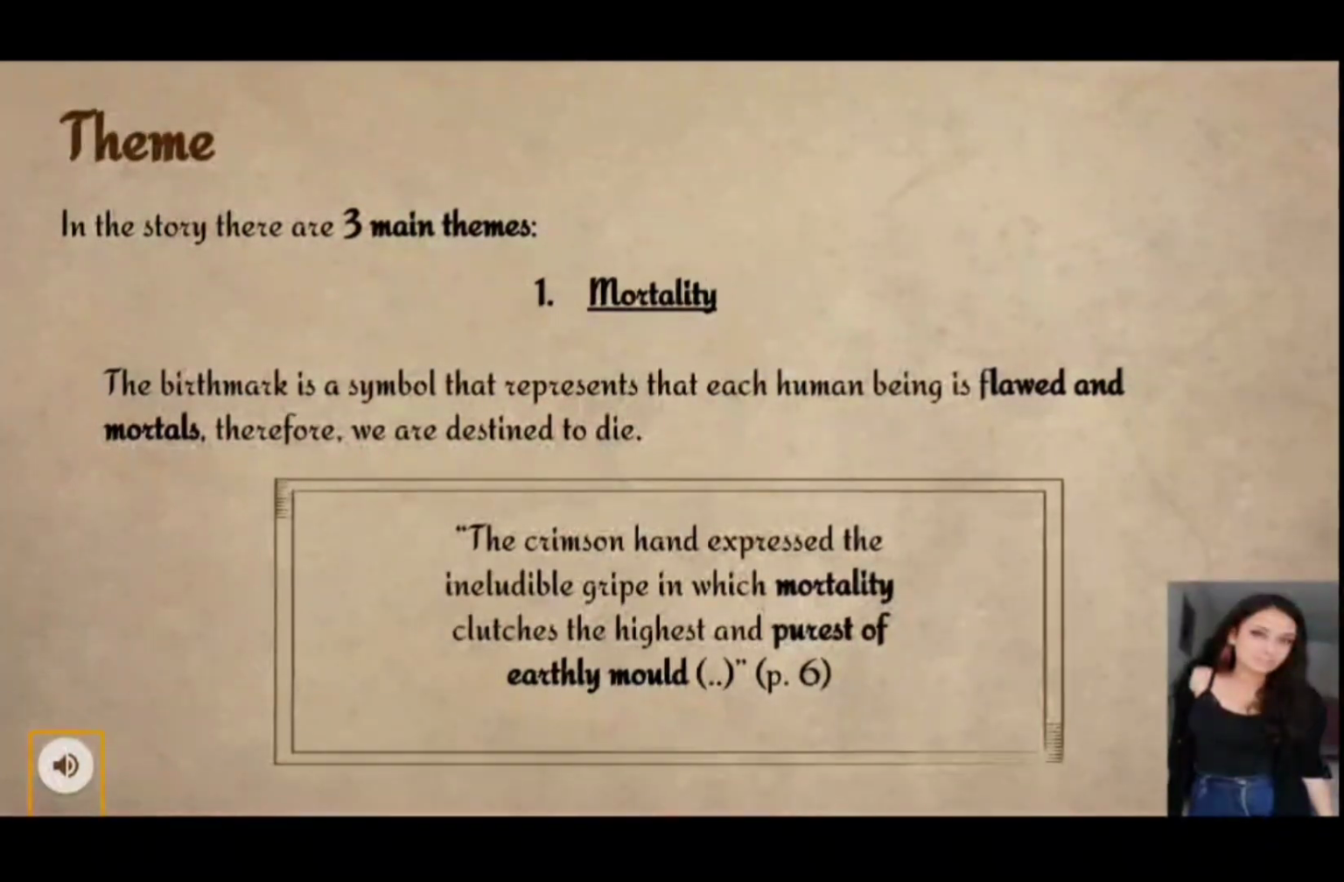Theme. In the story, there are three main themes. The first one is mortality. The birthmark is a symbol that represents that each human being is flawed and mortal, therefore we are destined to die, as we can notice in the following quote. The crimson hand expresses the inalienable grip on which mortality clutches the highest and purest of earthly mould.